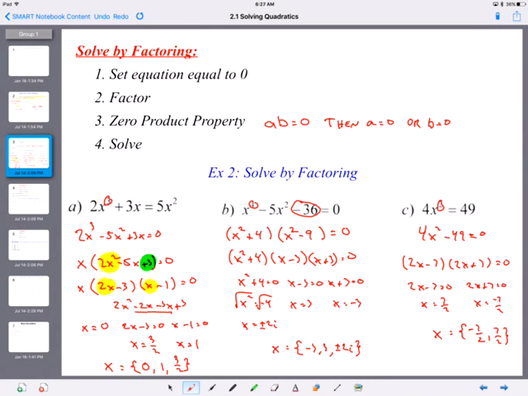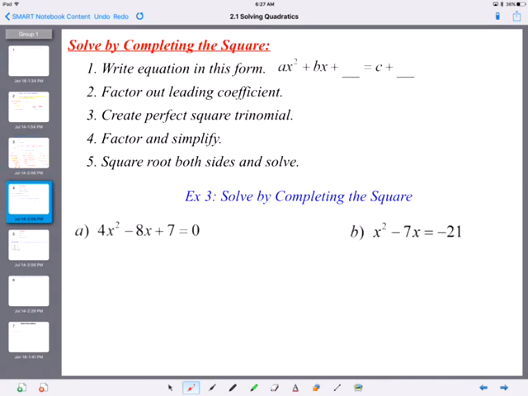One of the easier methods, as long as you can factor it, but we know you can't factor everything, so there's got to be other things along the way that we can use to solve. And the next one is solved by completing the square. This one works well when it's set up for you.